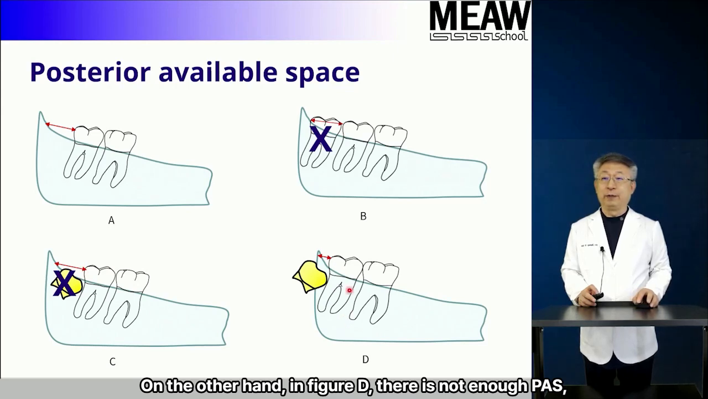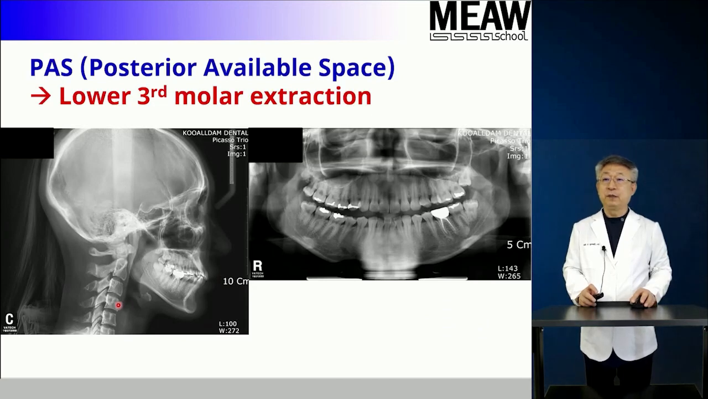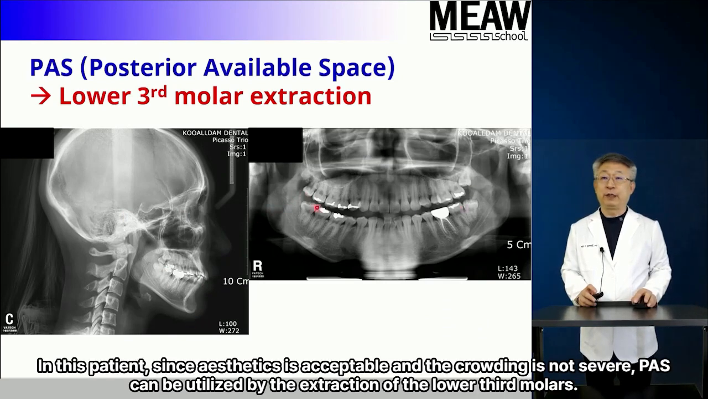On the other hand, in Figure D, there is not enough PAS, so the extraction of the lower third molar cannot provide any additional space. Aesthetics should also be considered when evaluating PAS. In this patient, since aesthetics is acceptable and the crowding is not severe, PAS can be utilized by the extraction of the lower third molars.